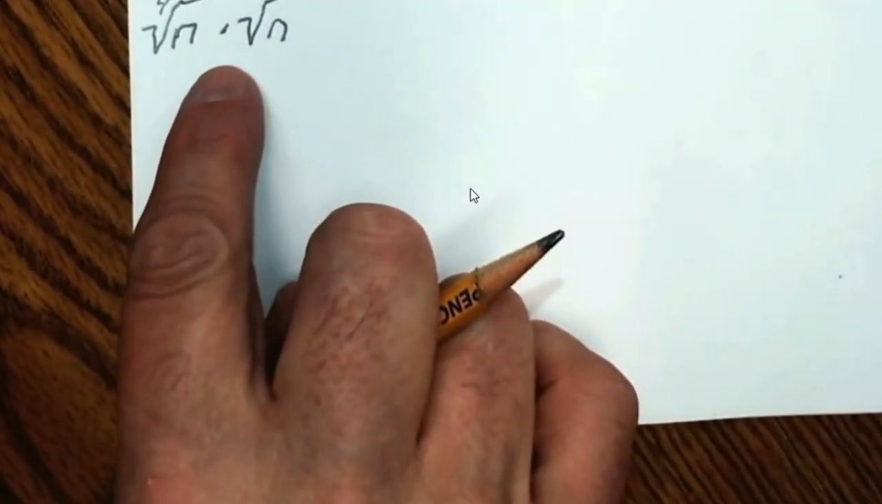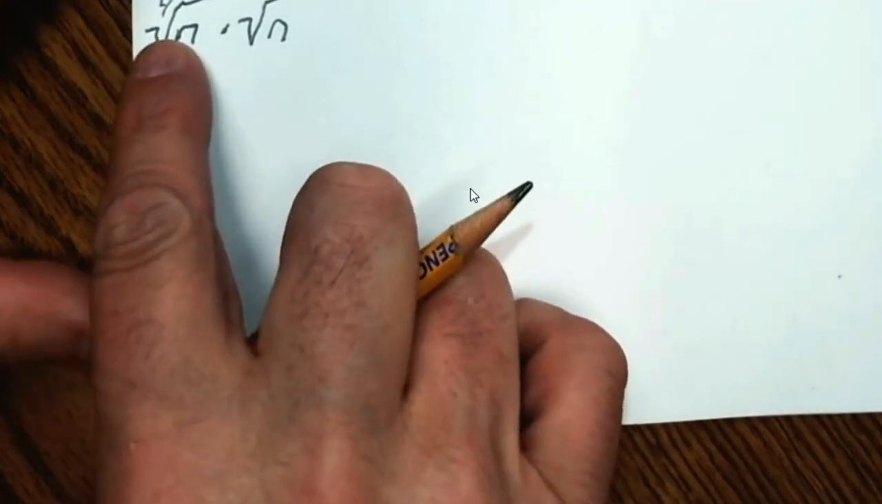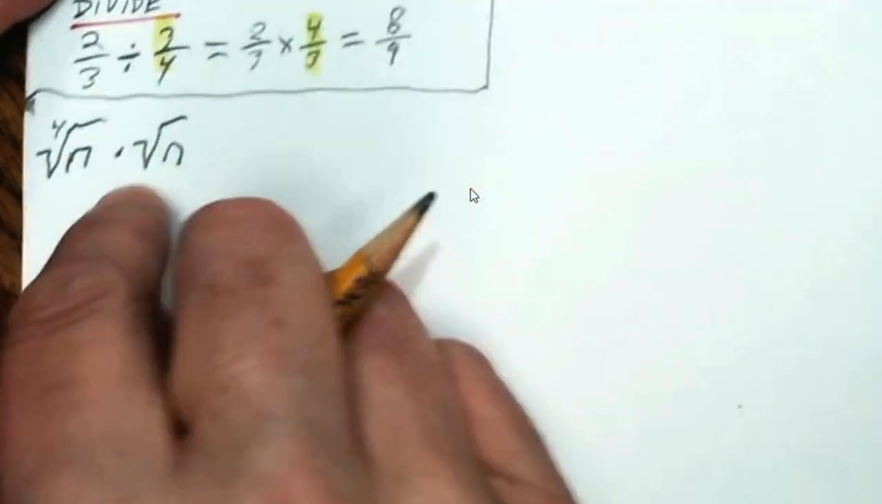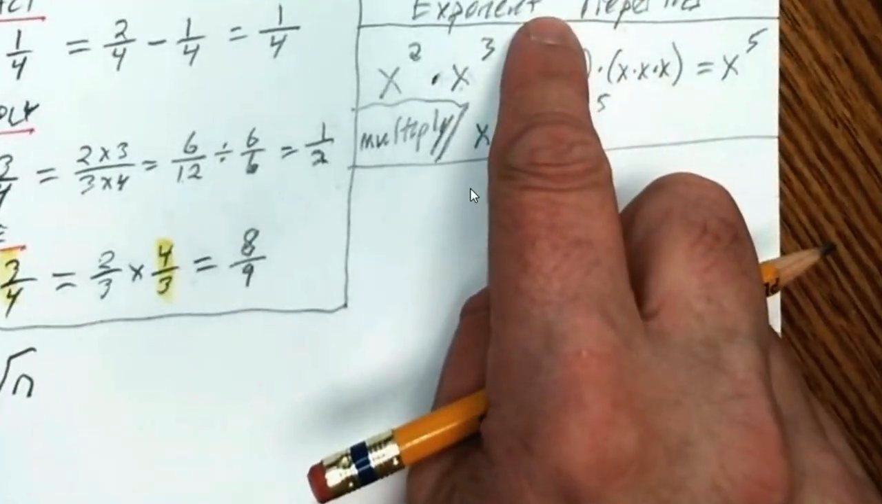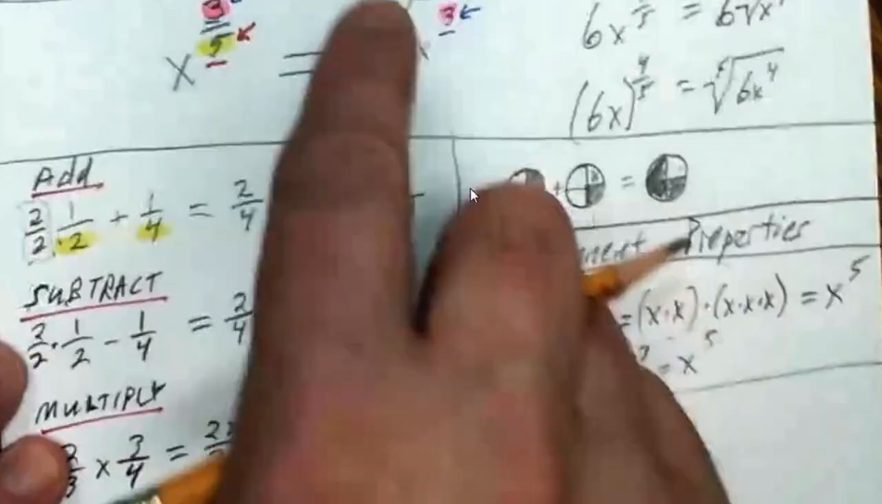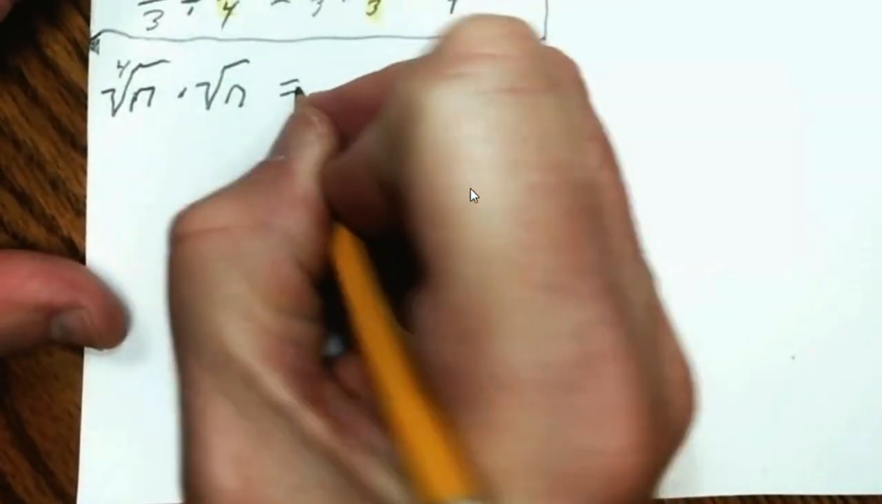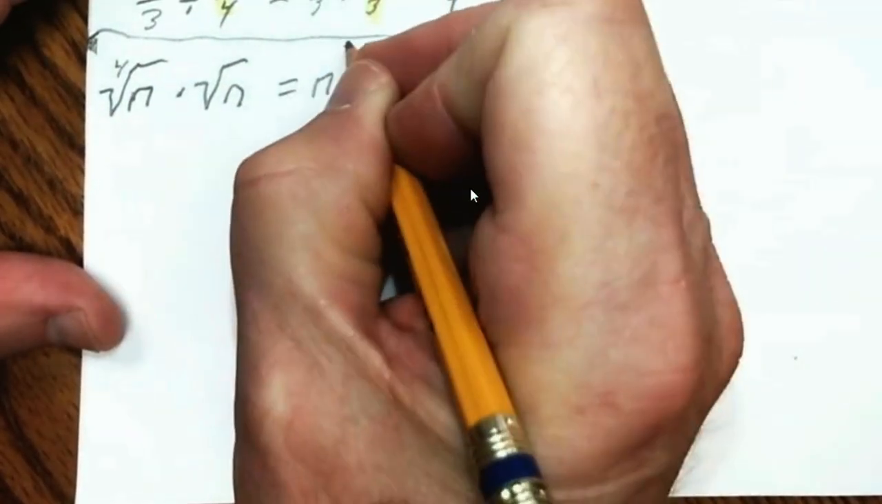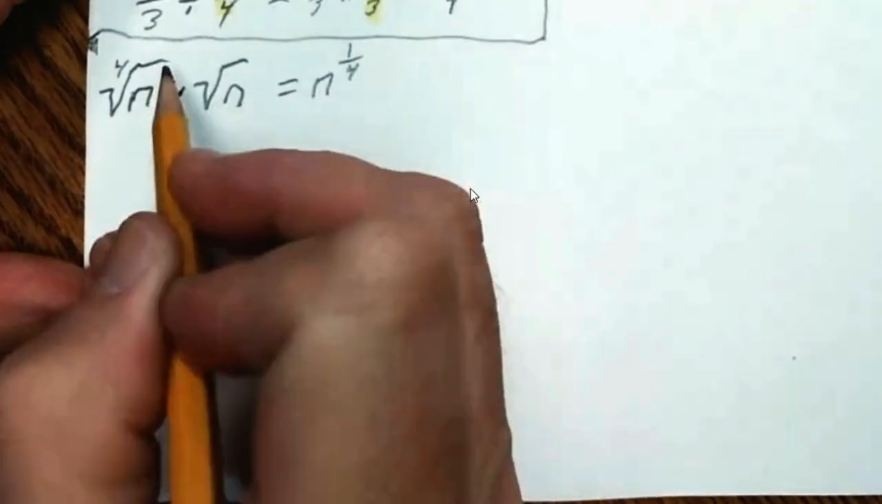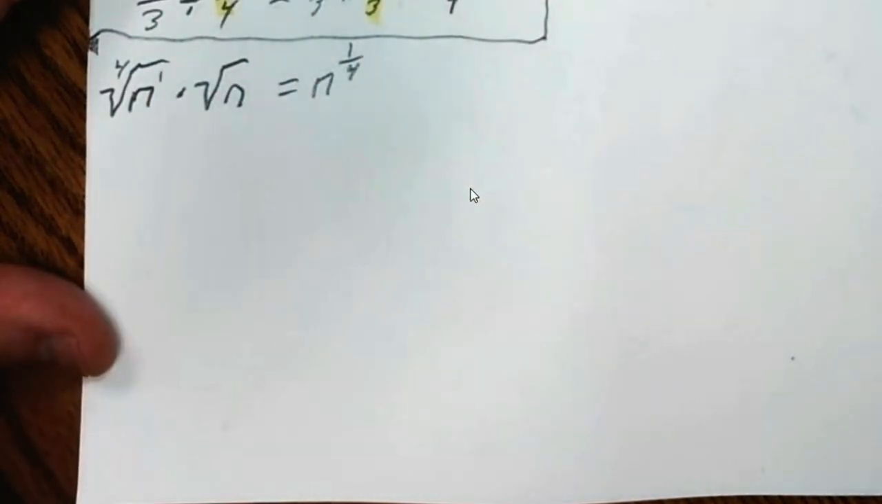I got a problem right down here. The fourth root of n times the square root of n. Now, we don't know how to do anything with radicals, but we do know how to do it with exponents, and we know how to switch back and forth. So the first thing we would do is switch this. So this is n to the 1/4, right? Because the n is to the first power. There's only one n under there.